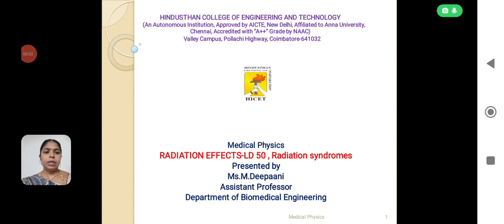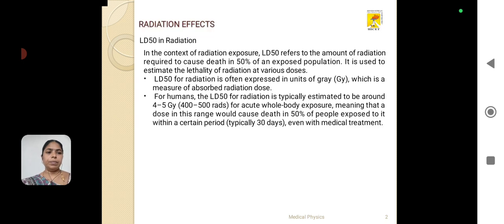Welcome. In this video, we are going to discuss LD50 and radiation syndromes. LD50, this is lethal dose 50. In the context of radiation exposure, LD50 refers to the amount of radiation required to cause death in 50% of an exposed population. It is used to estimate the lethality of radiation at various doses.